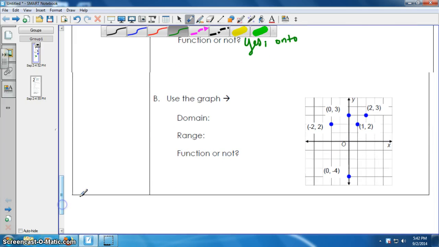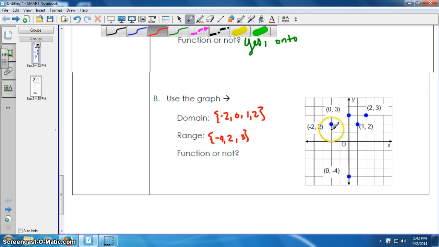Alrighty. Let's look at the graph. So we're going to get our domain and range from the graph points. So all of our x values. So we're just going to list all of our x values, and we can start over here. -2, we have 0 twice, and we have a 1, and we have a 2. So just all of our x's. And then all of our y values, we have a -4 down there, we have a 2, we have a 3, up, and we have a 2 and a 3 again.